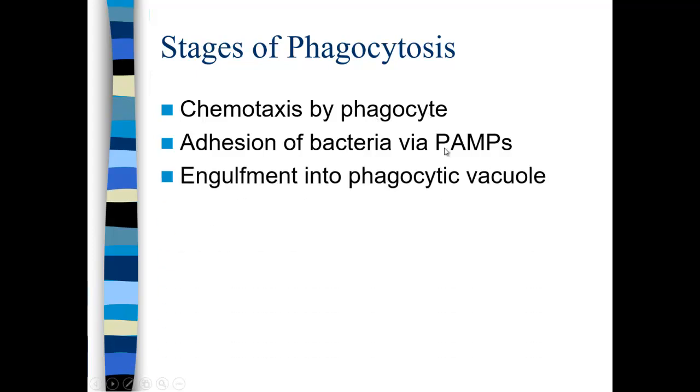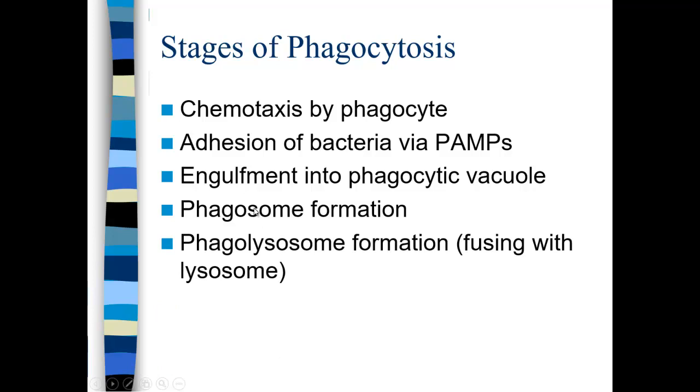Okay. Then once the phagocyte starts to do its job, it engulfs the bacteria into the phagocytic vacuole. So you get a big vacuole that contains the bacteria itself. That forms what's called a phagosome. A phagosome is when a phagocyte has bacteria enveloped in it already.